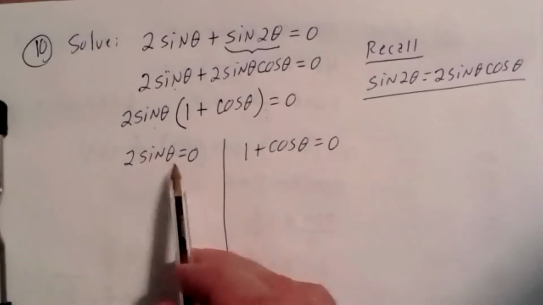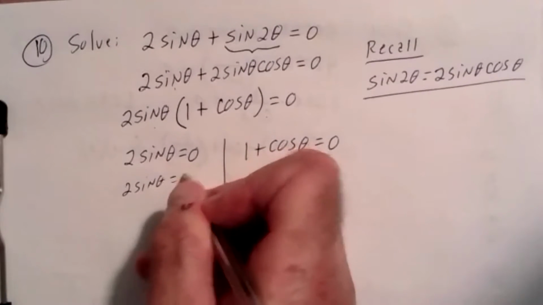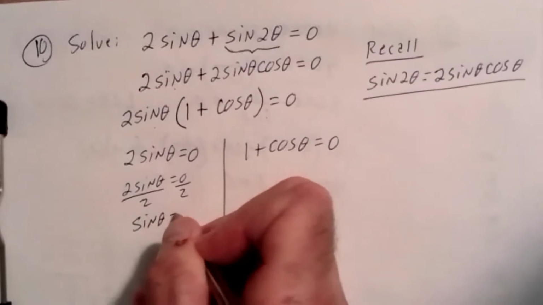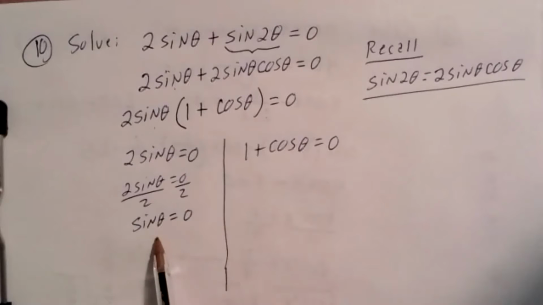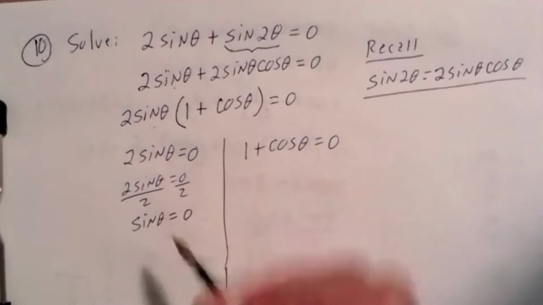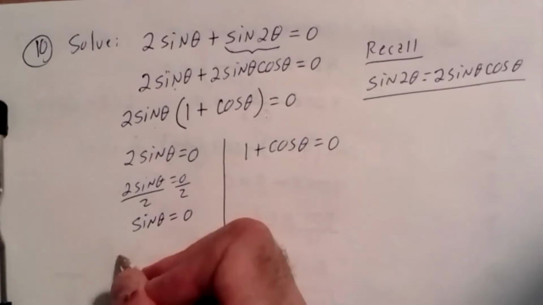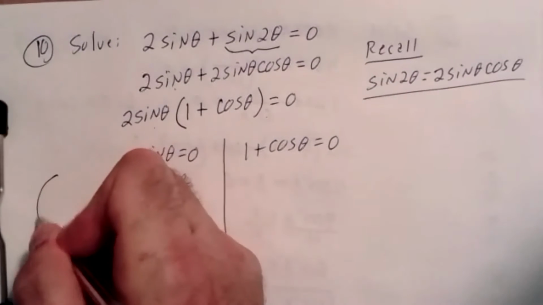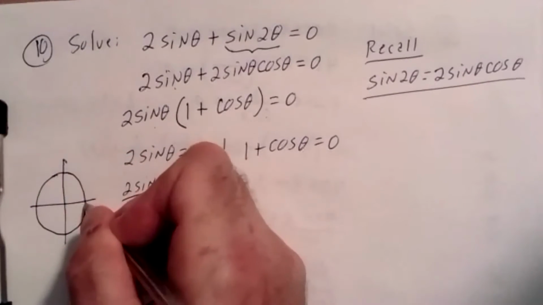Solving this one for theta, we divide both sides by 2. And we get the sine of theta is equal to 0. Question, ladies and gentlemen, the sine of what angle or angles gives us 0? The sine of what quadrantal angles gives us 0? You remember? Unit circle, where the y coordinate is 0. For what points is the y coordinate 0?